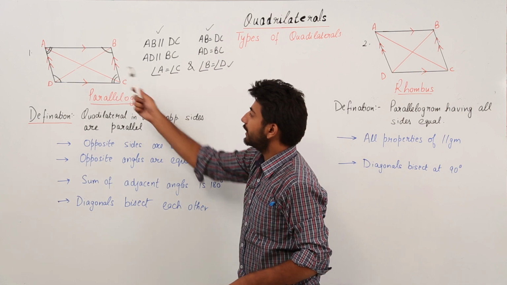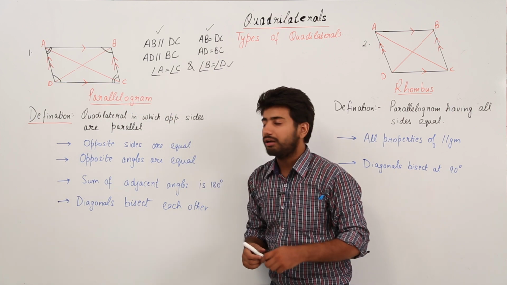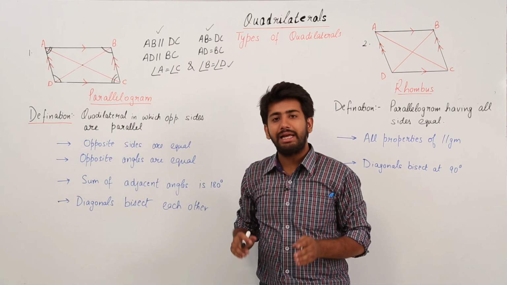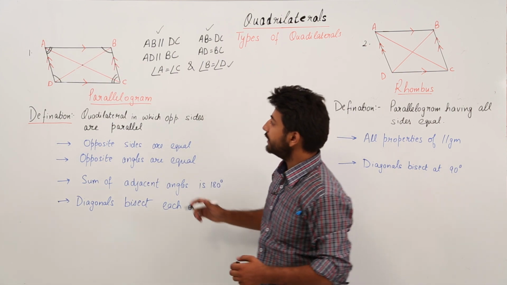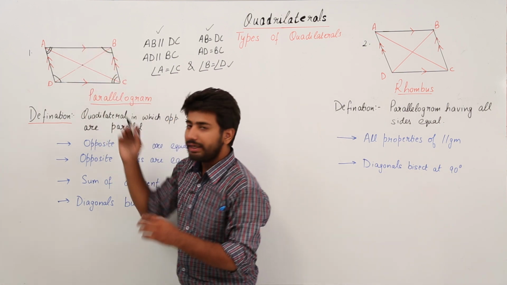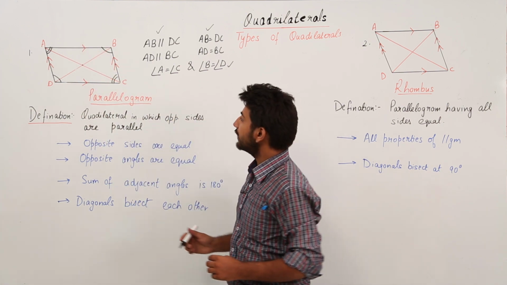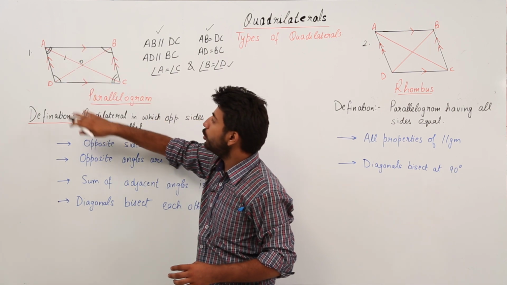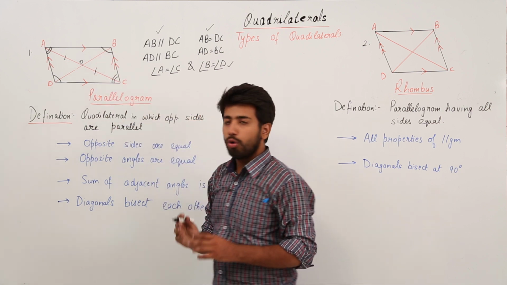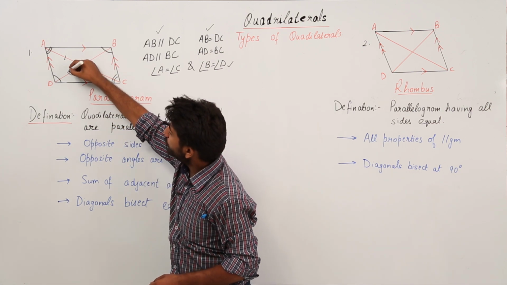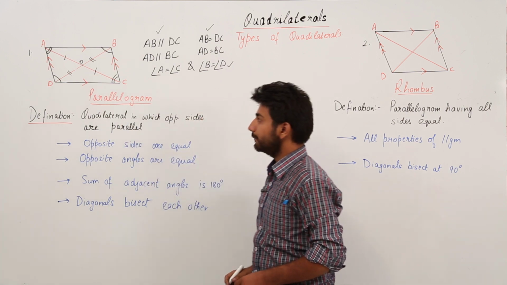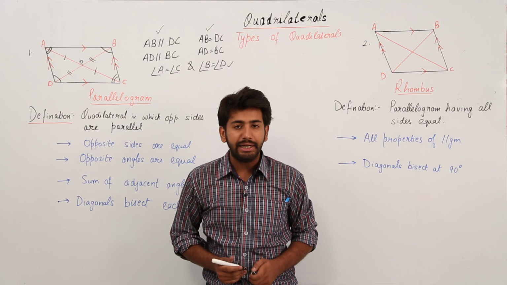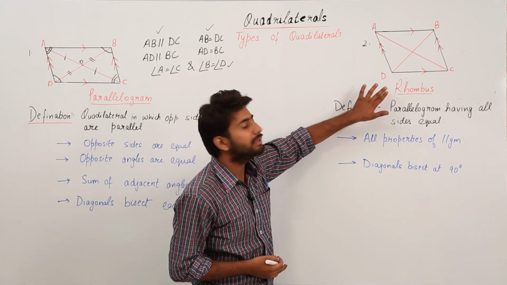Now, diagonals bisect each other. In this diagram, diagonal AC and diagonal DB are crossing at this point. Now, the property is that diagonals bisect each other. That means when they cross, they will cut each other into equal halves. For example, if this point is O, so AO would be equal to OC and DO would be equal to OB.